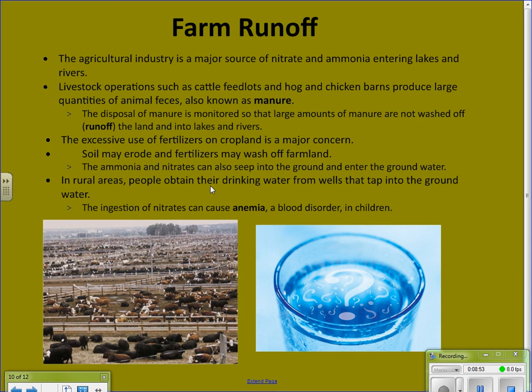Now, for people in rural areas, drinking water that's been contaminated with nitrates in excess can cause a condition known as anemia, which is a blood disorder, and it's very common or more prevalent in children.